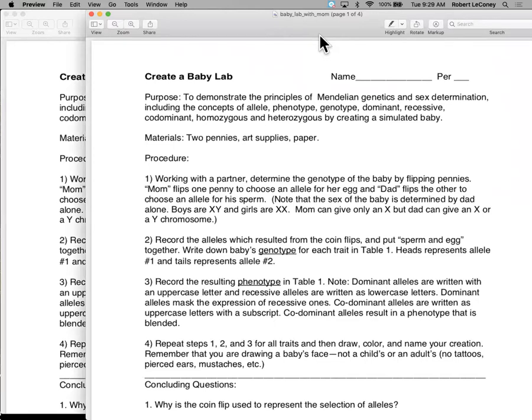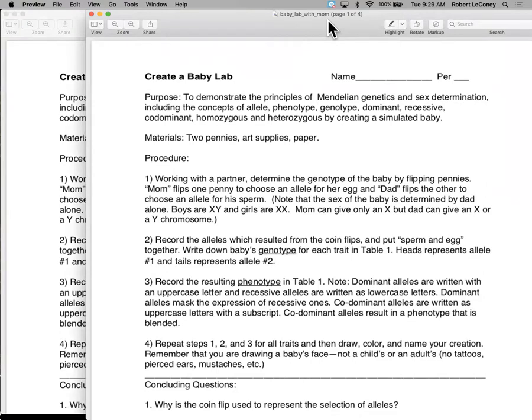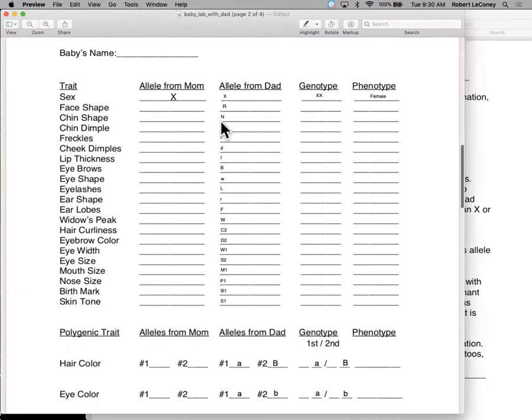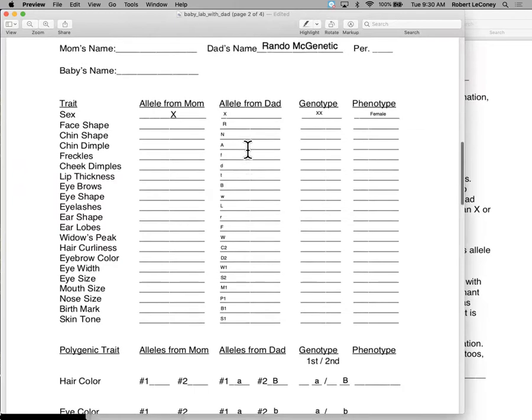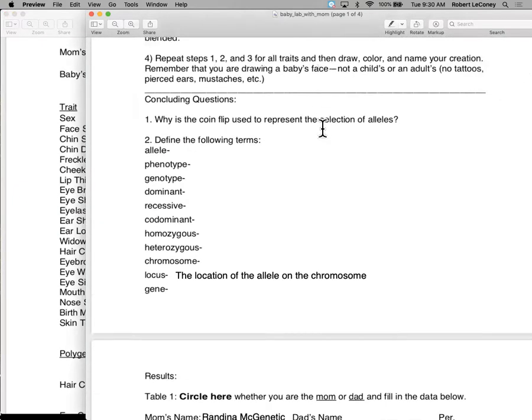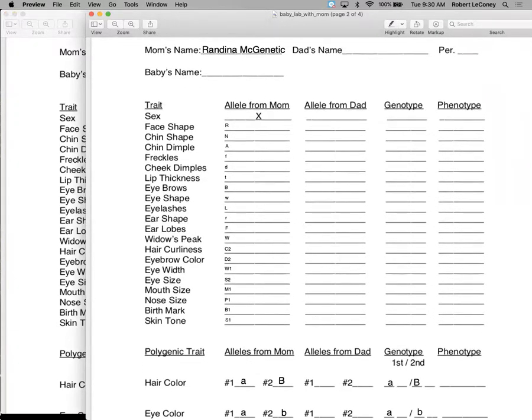So you should be seeing a PDF, actually two PDFs. This one says baby lab with dad. This one says baby lab with mom. I'm going to let you choose if you want to be the dad or the mom. So if you're doing with dad, then you are the mom and you are working with dad. And dad already has his information filled out. If you want to be the dad, then you need to work with mom, and mom is going to have her stuff filled out.